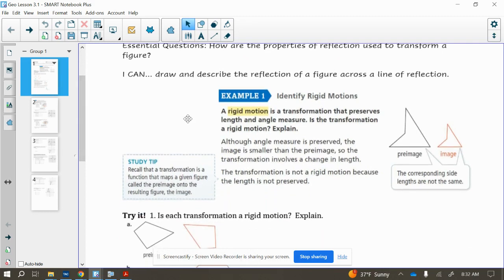So you see this vocab word here. And basically what a rigid motion does is it is a transformation that preserves the length and size of your angles as well as your side lengths.